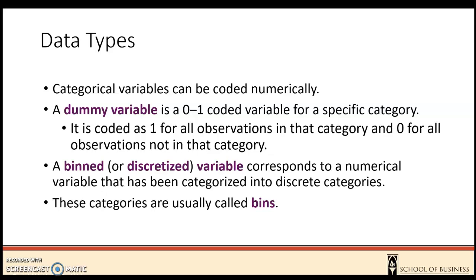We have what we call a binned variable. It corresponds to a numerical variable that's been categorized into discrete categories. Basically, we can start dumping data into what we call bins, where we can do whole counts. If we were looking at salaries of baseball players, we could bin the salaries and say, everybody that makes from 500,000 to 1 million, we can throw into one bin and count how many players are in that category. That's something else that we will take a look at as we go on.